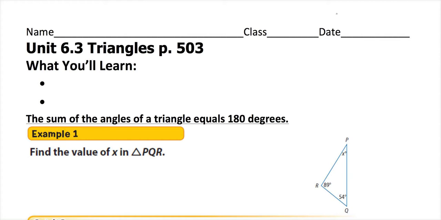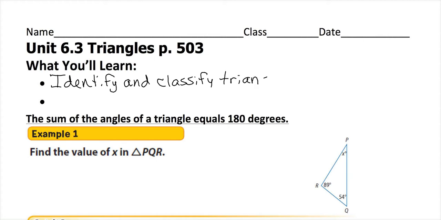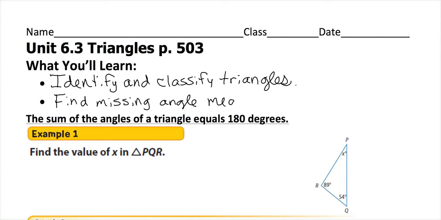So our objectives for today, we're going to identify and classify triangles. And then we're going to find missing angle measures.